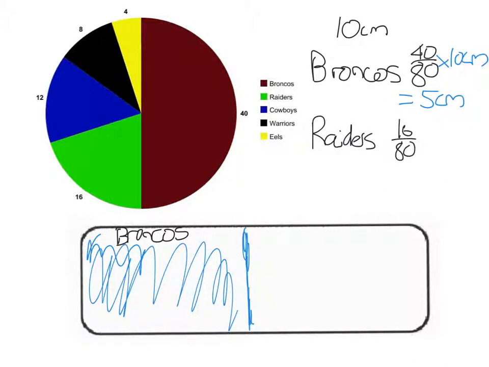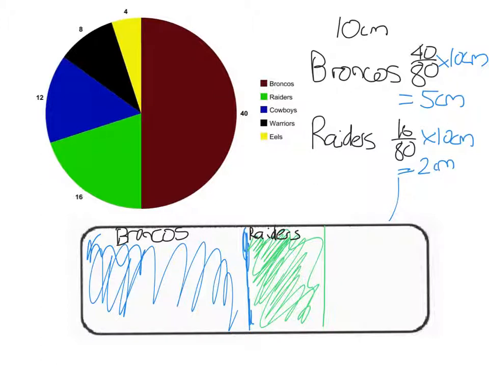Next for the Raiders, so they were 16 over 80. And again, I'm just going to times that not by 360 degrees, but by 10 centimetres, because that's the length of the bar. I'm finding 16/80ths of 10 centimetres. Okay, and that just turns out to be 2 centimetres. So that's the area that I'm going to devote to the Raiders. And I keep going. So for the Cowboys, that was 12 over 80, and I times that by 10 centimetres, and I get 1.5 centimetres. For the Warriors, they were 8 over 80, so that is 1/10, or 8 over 80 times 10 centimetres. I get 1 centimetre for that, and 0.5 centimetres for the Eels.